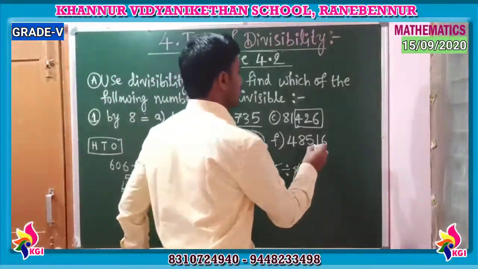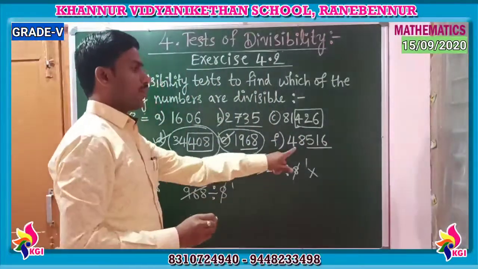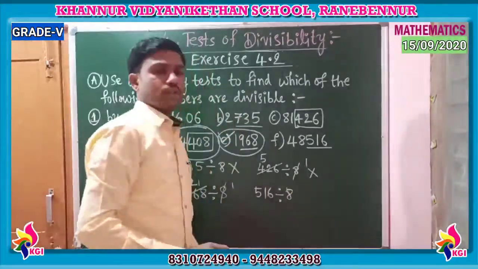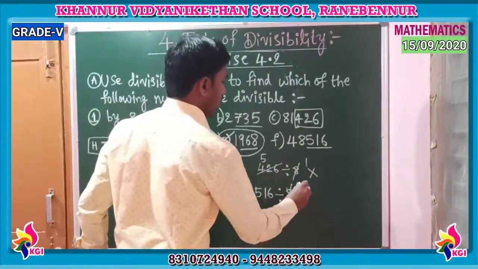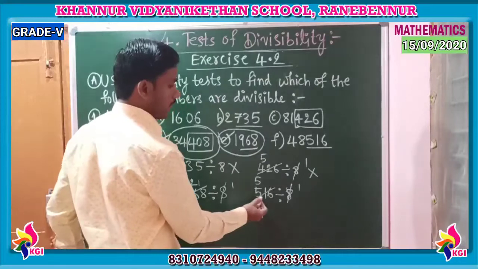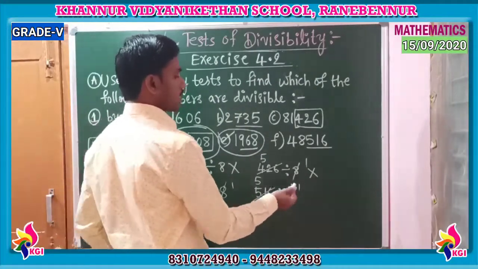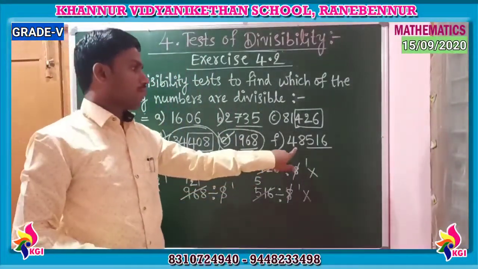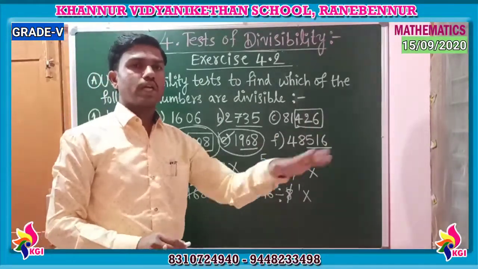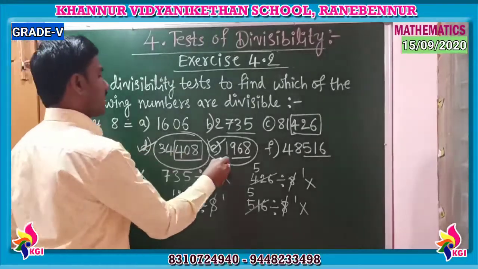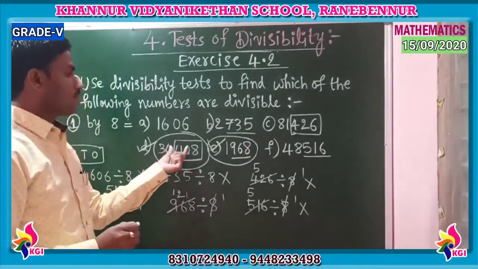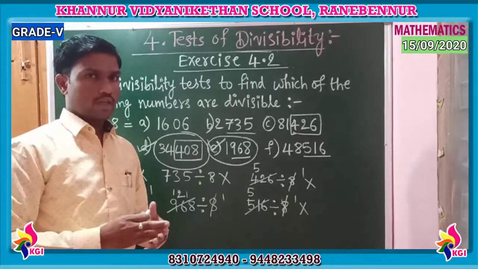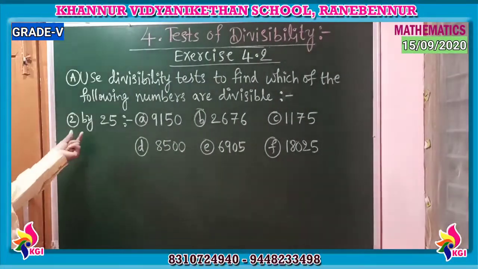Next, what about the last one? 516 is the last 3 digits of the given number. Is 516 divisible by 8 or not? Check. 8 ones are 8, 8 fives are 40. Here 6 remain and this becomes 66. 66 is not in the table of 8, so it is not divisible by 8. That's why 48516 is also not divisible by 8. Only D and E, that is 34408 and 1968, are divisible by 8. Understood? Next.